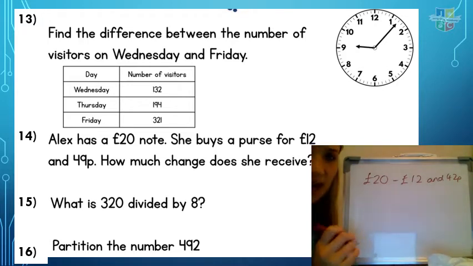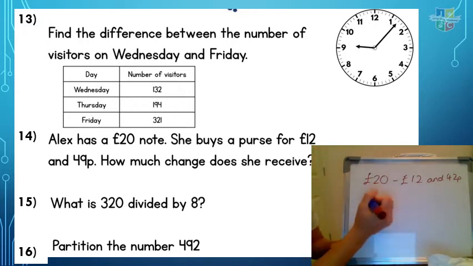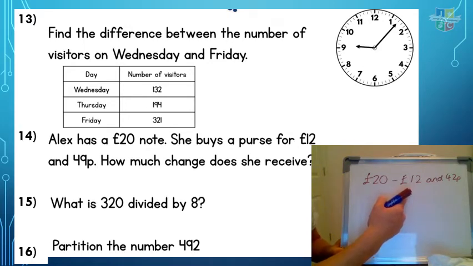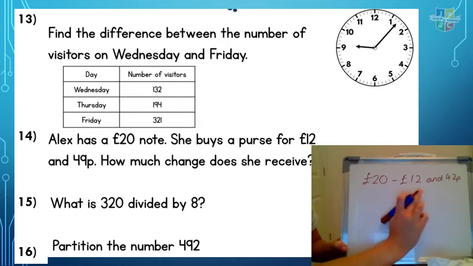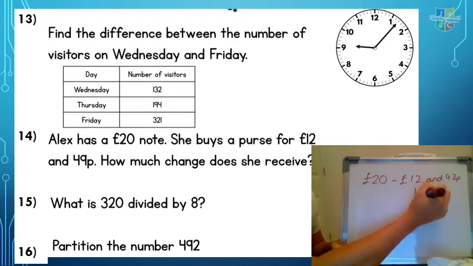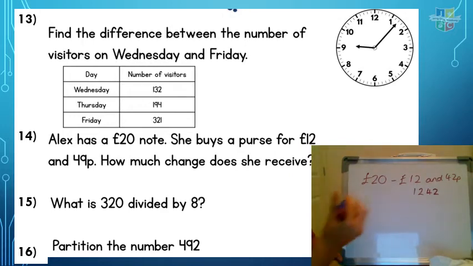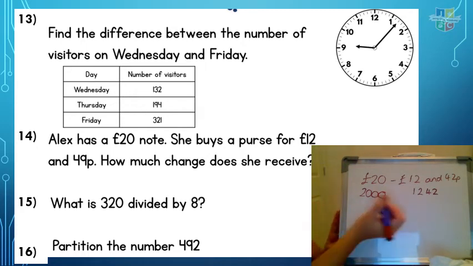You could, however, have done £20 take away £12, which would have been £8, and then take off 42 pence, or you could have converted it all. Remembering in £1 there is 100 pence, so if I times 12 by 100, I put my 2 zeros on, but I've also got 42, so I've got 1,242. If I've got £20, I need to put my 2 zeros on because that is for my pence, because there's 100 pence in a pound, and I could use column method to work that out as well.